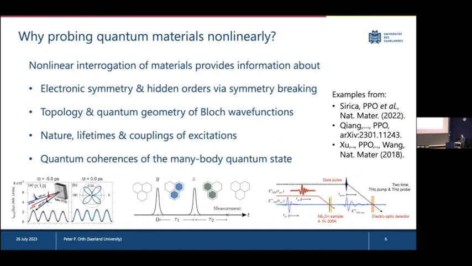Okay, so I have one slide to summarize why you would probe quantum materials nonlinearly. I said it gives you additional information about the symmetry of a material and thereby also symmetry breakings that may have occurred. One example is inversion symmetry breaking, which opens up additional channels that were disallowed in the presence of those symmetries. That's the most dramatic example. It gives you access to the topology and quantum geometry of the Bloch wave functions that are hidden in the linear response. And it also gives you information about lifetimes and couplings of excitations. I'll discuss that in the remainder of the talk.